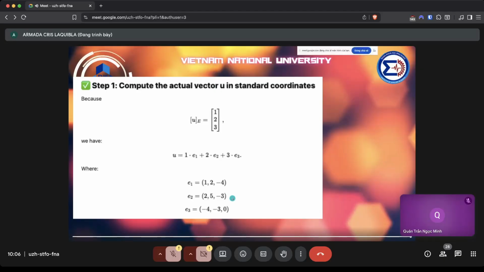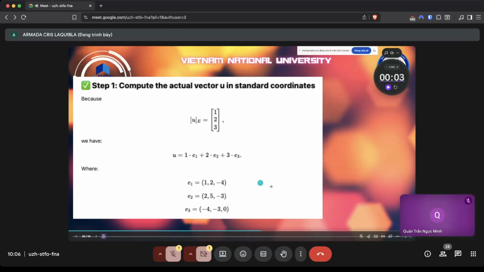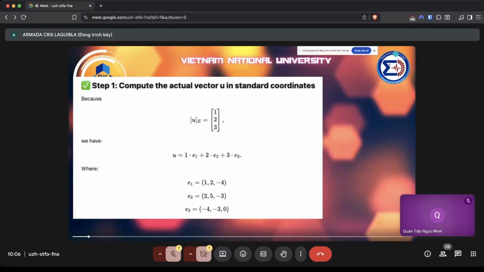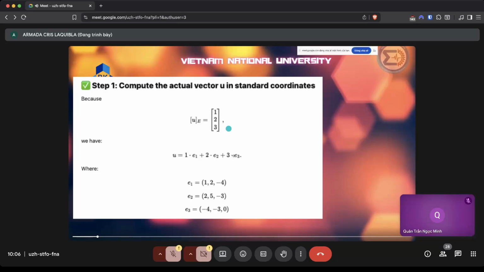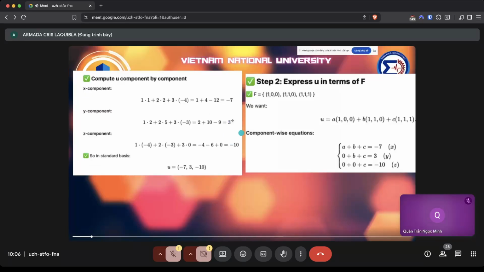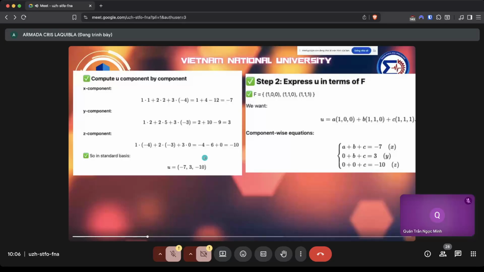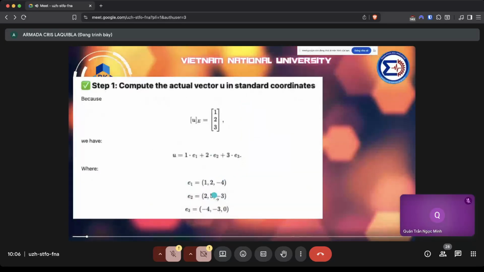4, 1, and negative 12. So that's 5. So negative 7 if you add them. And that's it. It's there, negative 7. It's here. 1 times 1, 2 times 2, and then 3 times negative 4. The next, second term.